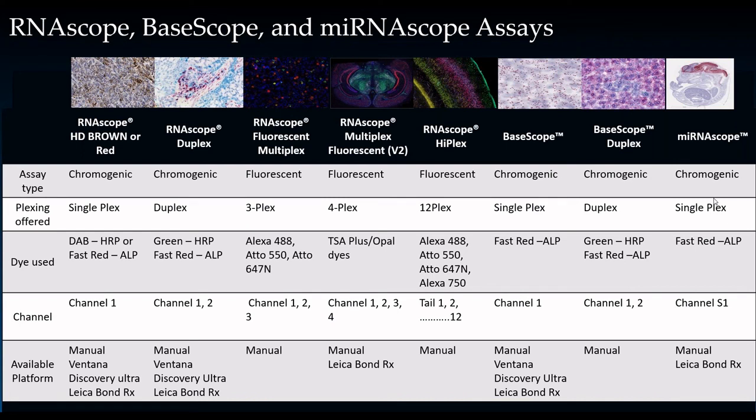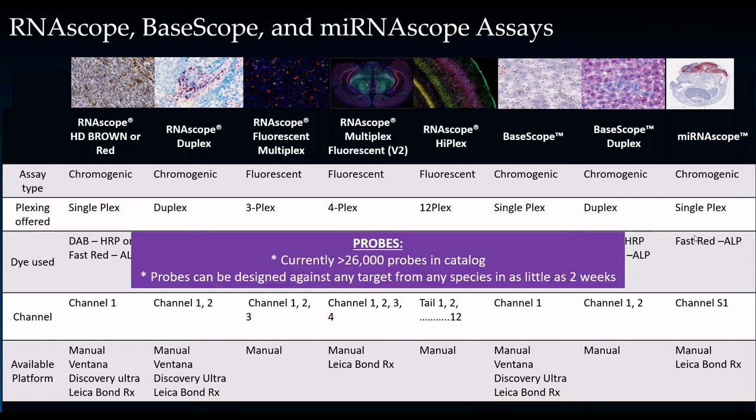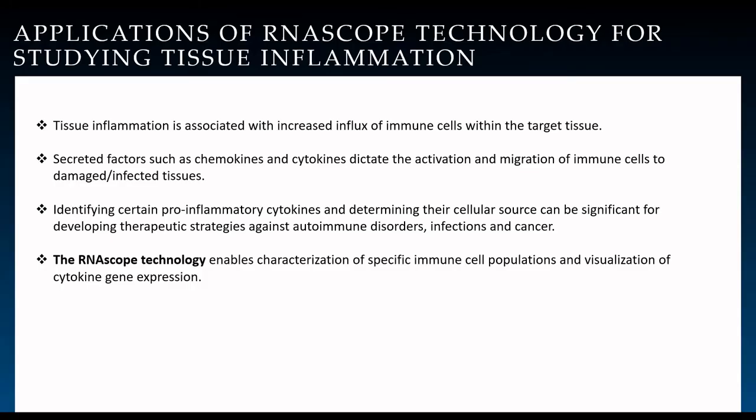In this slide, we have shown you the breadth of our product portfolio, wherein we allow flexibility in plexing with RNAscope, where you can detect single, duplex, and up to 12 plex of targets simultaneously. Then we have our BaseScope assays, where we can detect 1 to 2 targets, and our microRNAscope assays, which can detect a single target. Currently, we have over 2,600 probes in our catalog, and if we do not have the target of your interest, we can design a probe against any target of any species within less than 2 weeks.